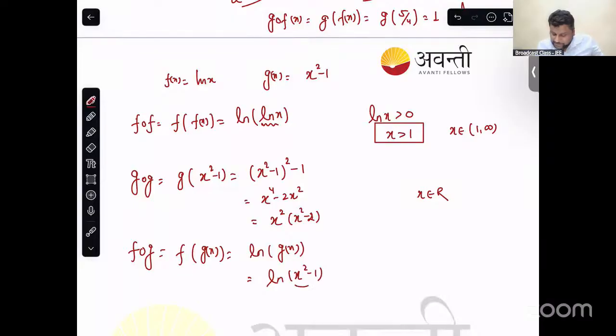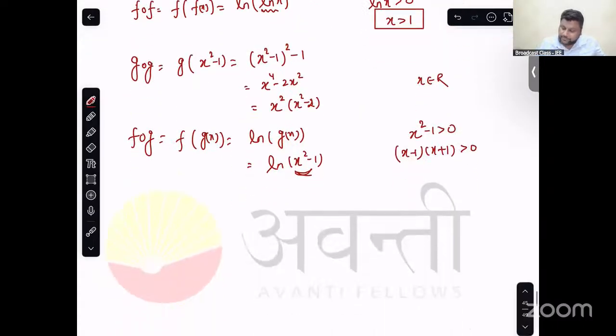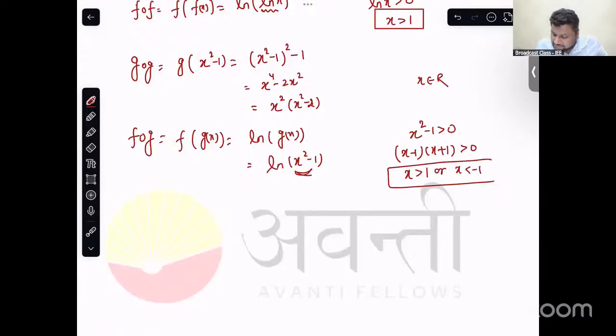Now for its domain, this x square minus 1 should be more than 0. Correct? That means x minus 1 into x plus 1 should be greater than 0. And that will be x more than 1 or x less than minus 1. This is the domain.